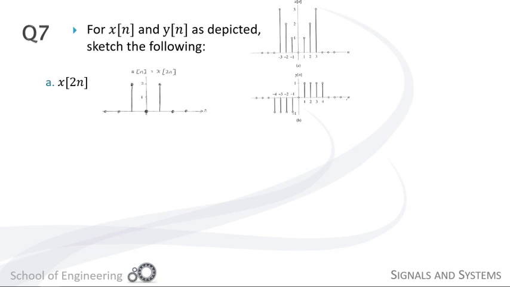Every alternate. So what was it? 2 moves to 1. Minus 2 moves to minus 1. What was it? 4, which is 0, and all that. That's all 0. Right?